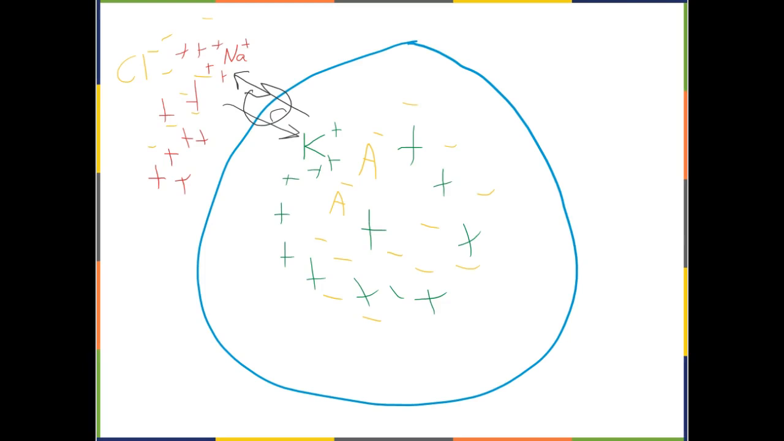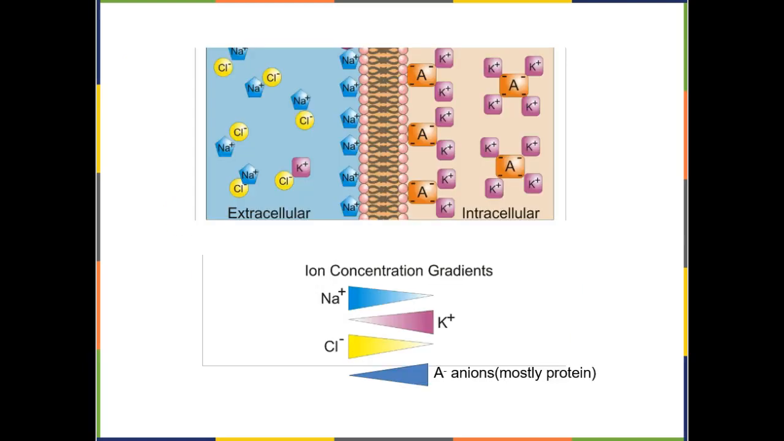So starting at baseline, what you have then is these two opposing gradients with lots of potassium inside the cell, lots of sodium outside the cell, but they're balanced by negatively charged proteins inside the cell and negatively charged chloride ions outside of the cell. So there isn't a charge imbalance on either side of the cell. There's just these opposing gradients. So in the book, it would look like this.